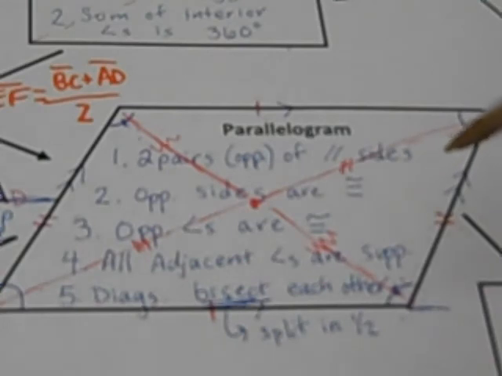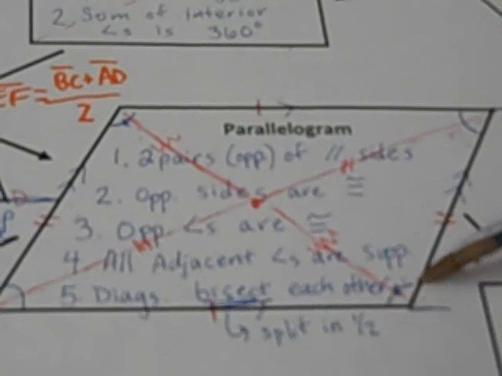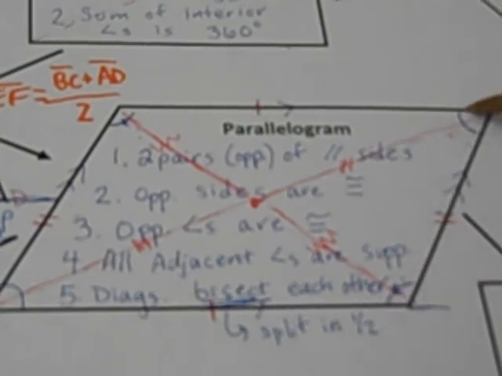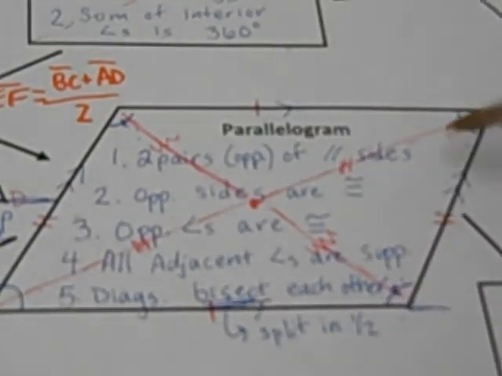And I have a quick joke about parallelograms. What did one angle in a parallelogram say to its adjacent angle? Sup. Get it? Because they're supplementary. So this one's saying sup, sup, sup.